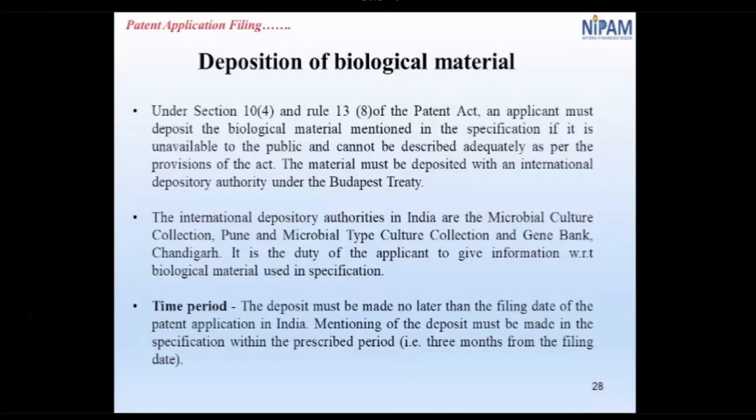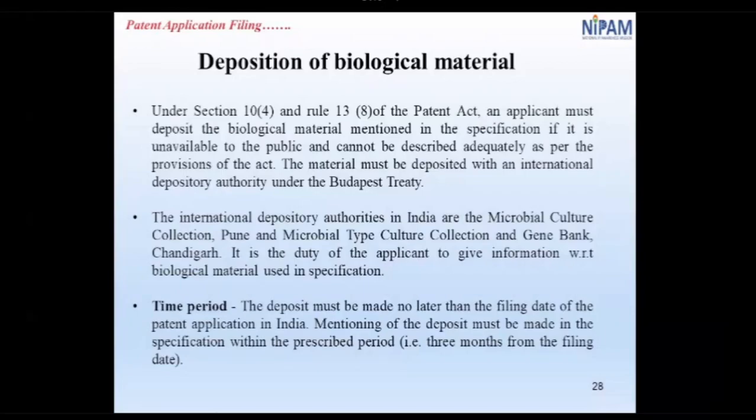Remember that whenever you are using biological material, please get it deposited before applying for the patent, because after you file the complete specification it is not possible, and your patent will surely get rejected. So I request everyone, if you have any biological material that is not available to the public, that you are genetically modifying with substantial human intervention, please deposit it in a nearby depository. You get an accession number, and in the complete specification, please give that accession number. Your work will be done.